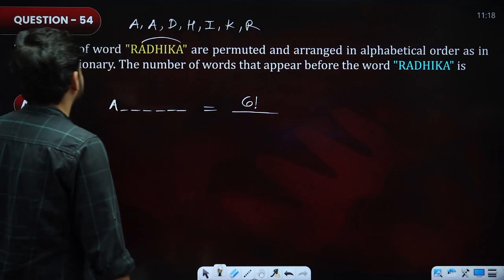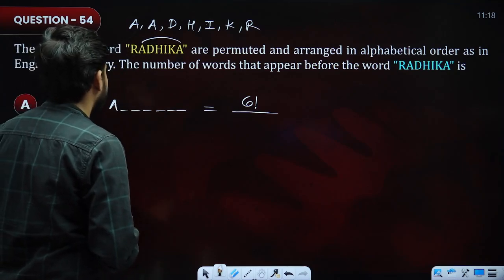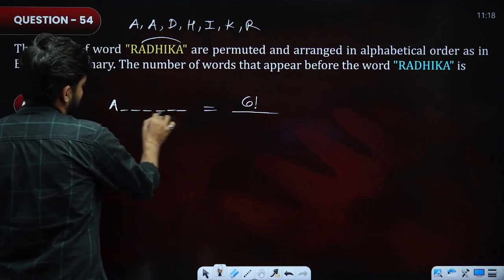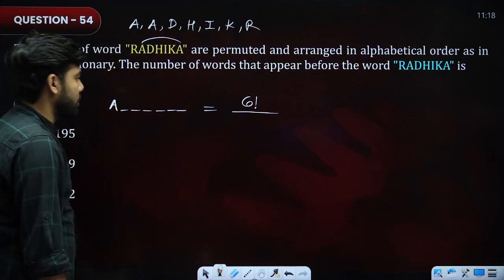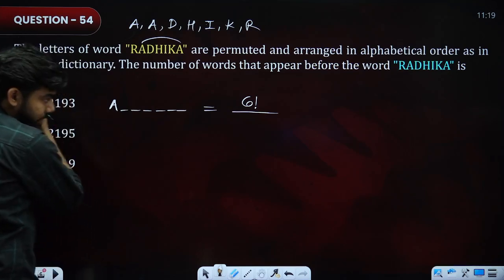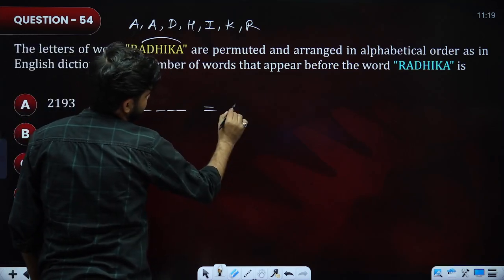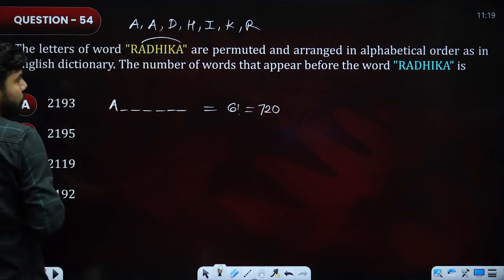No. Here, because we have used A over here, for that case we can take 6 factorial, and we can take another A in any of these places. So overall we can say that this is equal to 6 factorial, which equals 720.